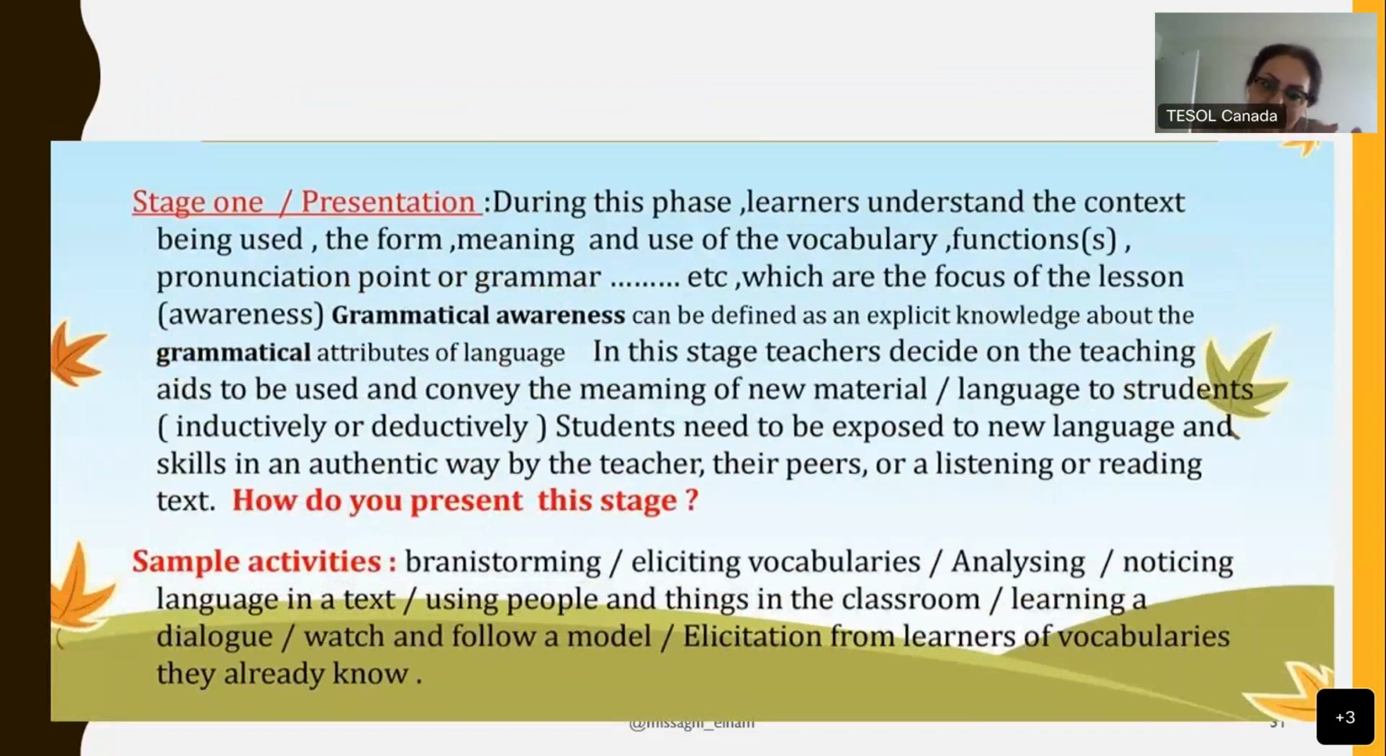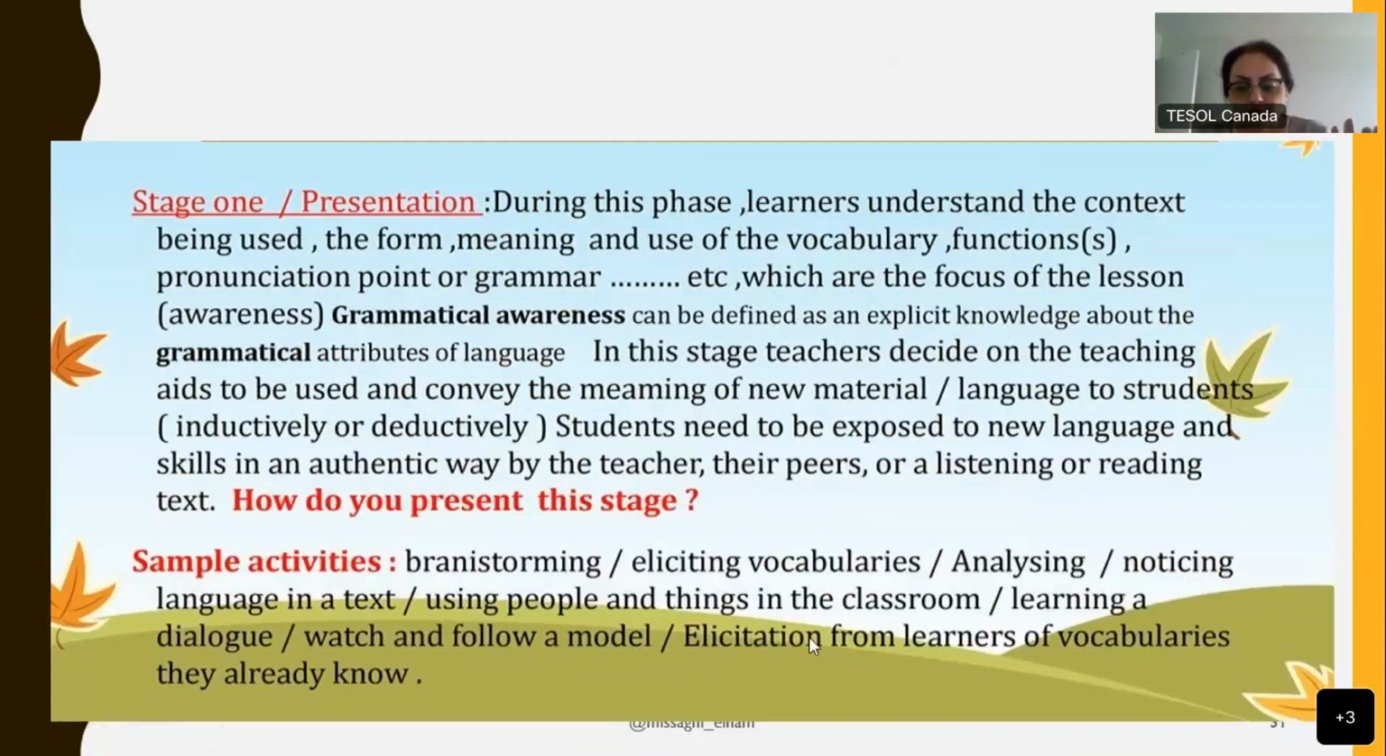What is the teacher's task? What is the student's task? And how long does it take? Is it for 5 minutes? Is it for 10 minutes? And what is the interaction? Do you give tasks to all the students in the class, to the whole class? You start with pairs or groups. And of course, you mention the material that you use. How do you present? That goes here.